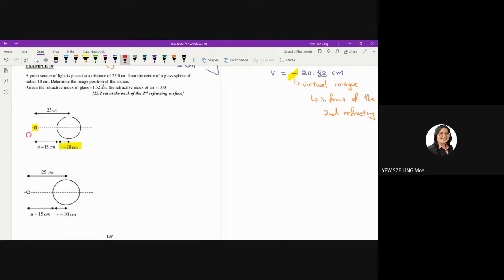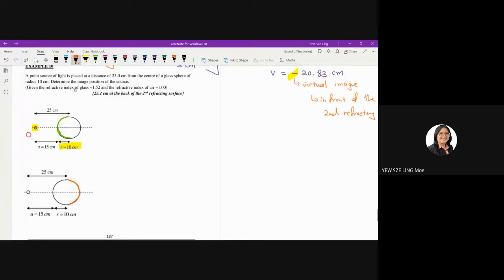Determine the image positions of the source. Now the question doesn't tell you how many times it undergoes refraction. But since you have a glass sphere, you yourself should know that you have two refracting surfaces. One is the front, the first refracting surface right here, and then the second refracting surface right here. So let us solve it. Let's do the calculation for the first refracting surface.